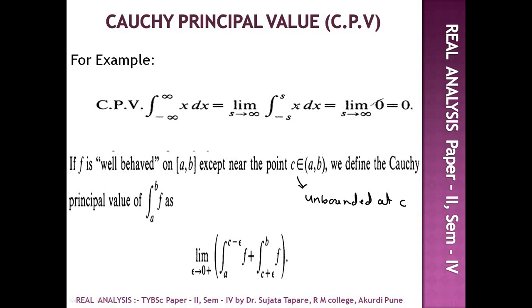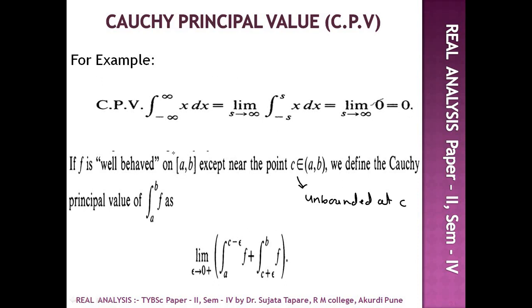Now observe here, the function f of x equals x is an odd function. A function is said to be odd if f of minus x is equal to minus f of x. So when it is an odd function, obviously the sum of the two integrals will be 0. So the limit of 0 is equal to 0.